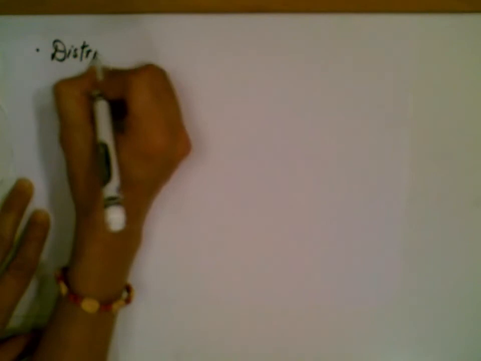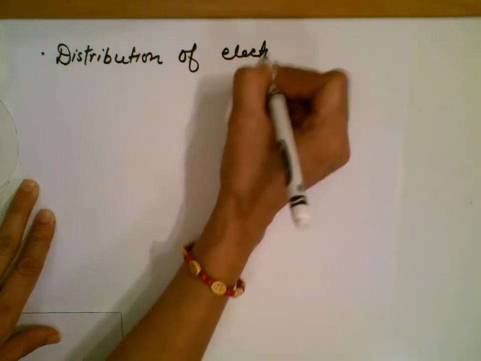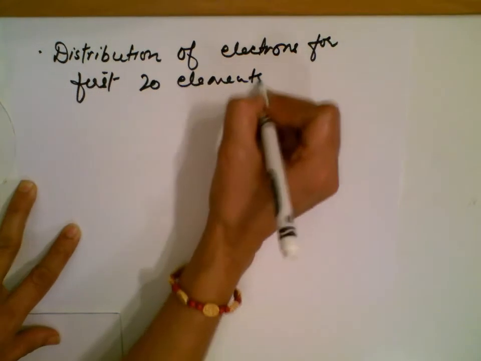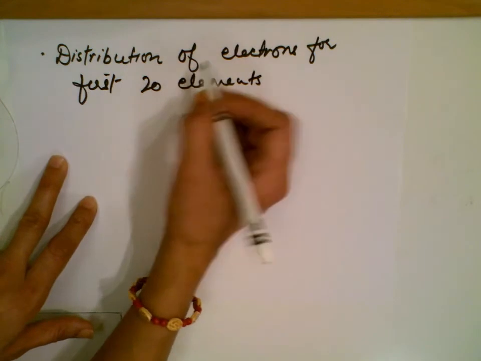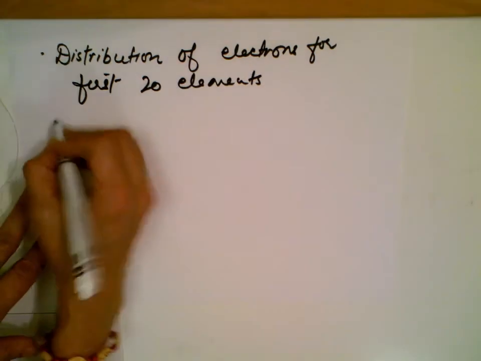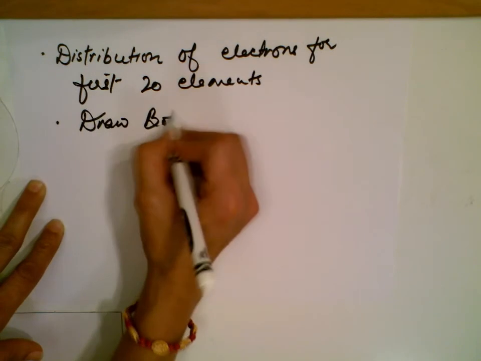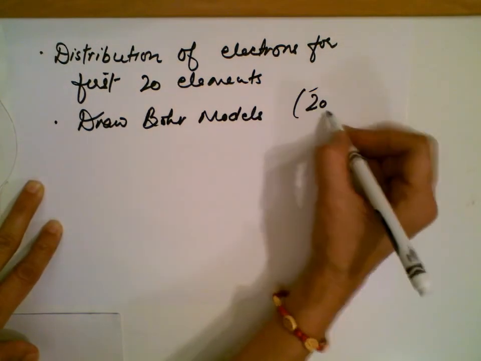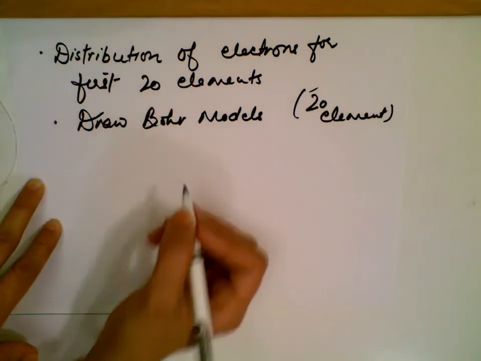Distribution of electrons for first 20 elements. That's what I'm going to show you here real quick. And also you can say distribution, or you can say the electron configuration for first 20 elements. And then you're also going to learn how to draw Bohr models. Remember, we are just focusing on first 20 elements, atomic number 1 through 20.